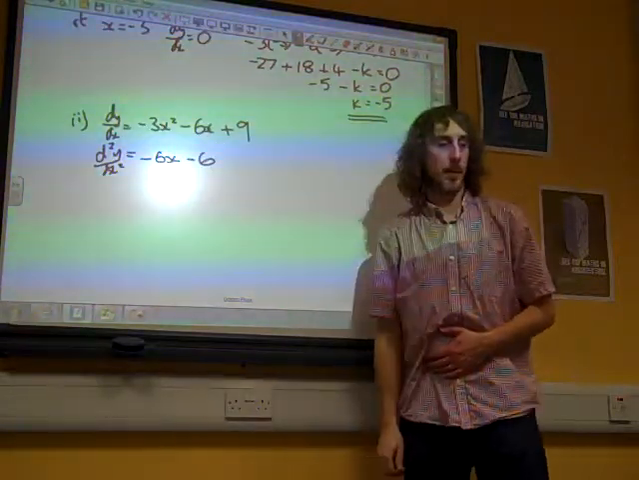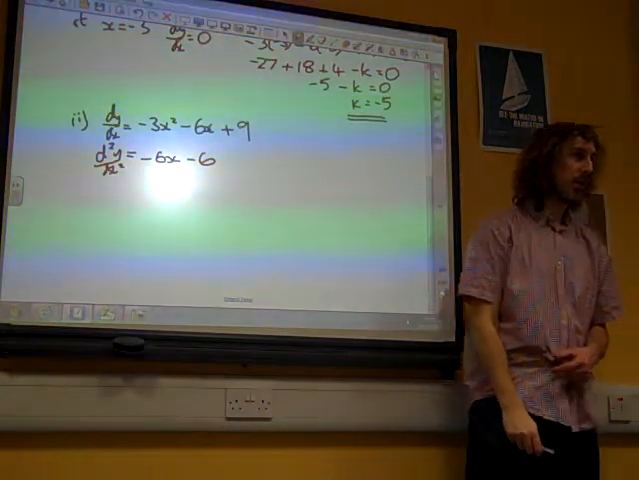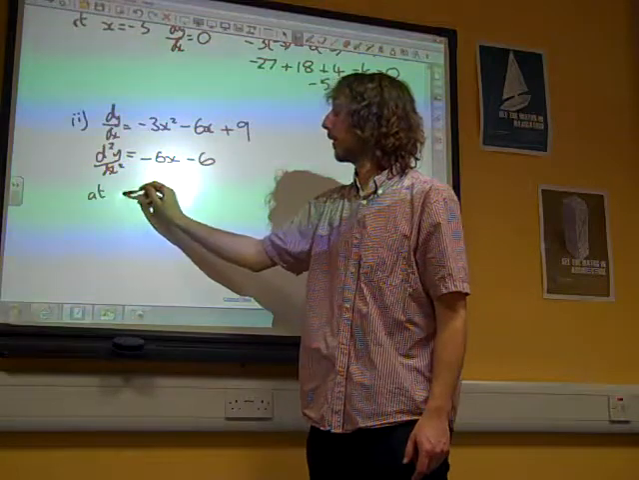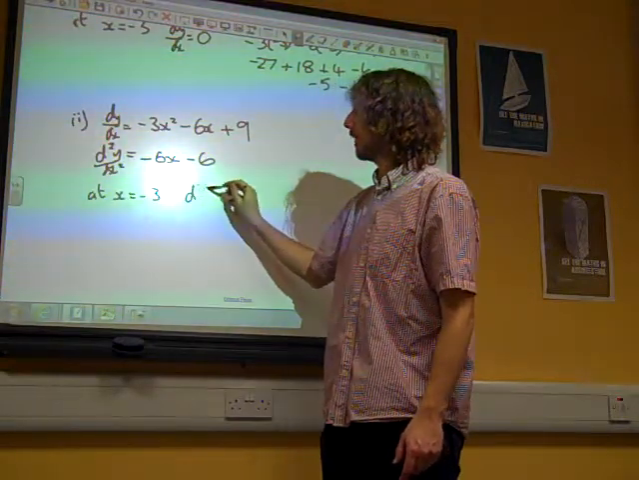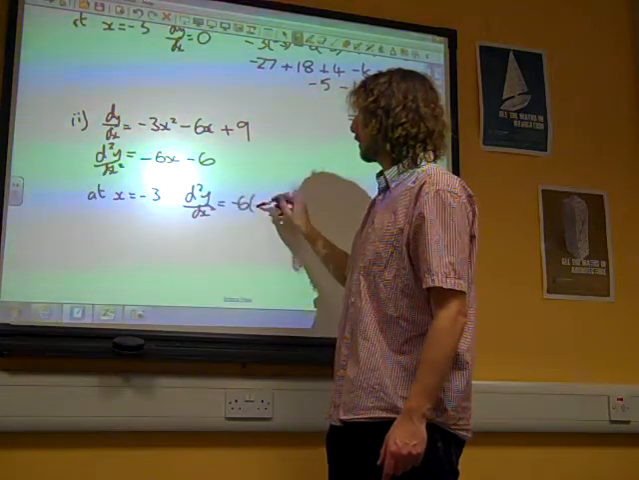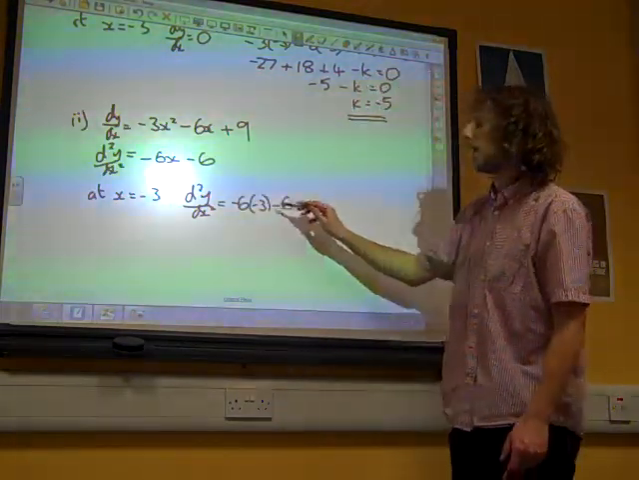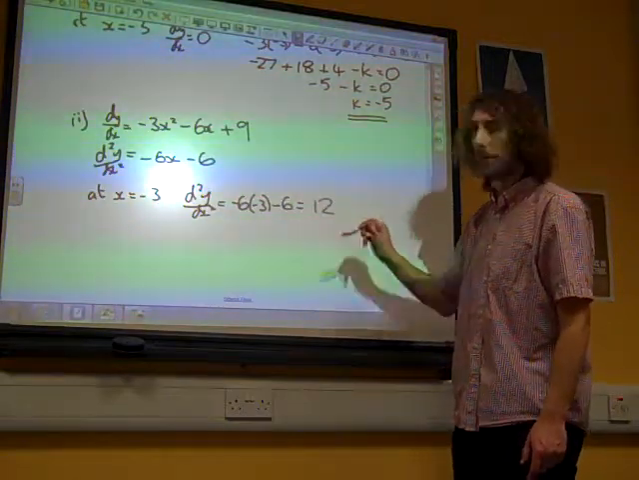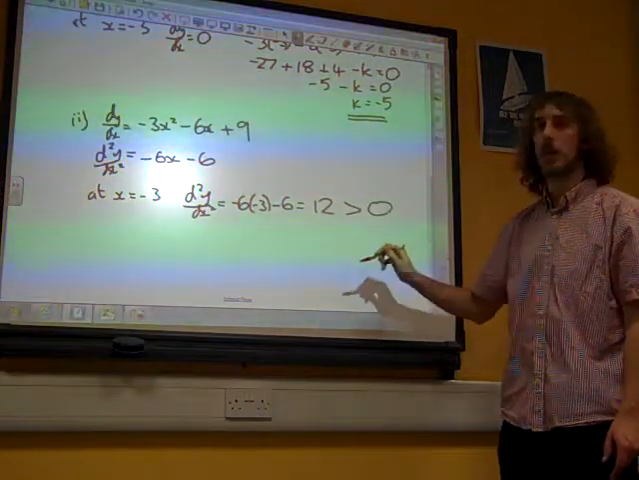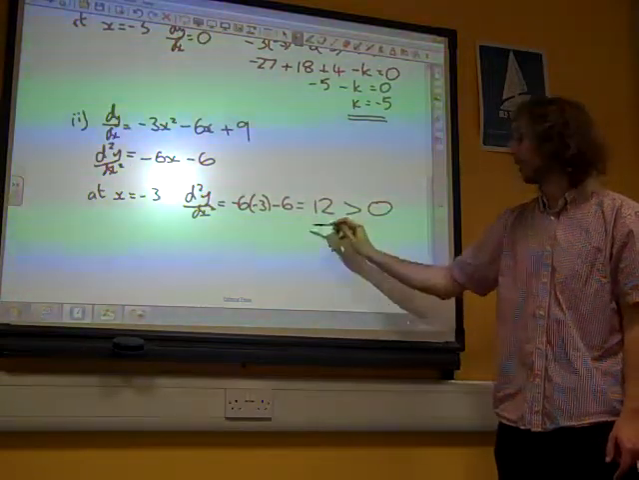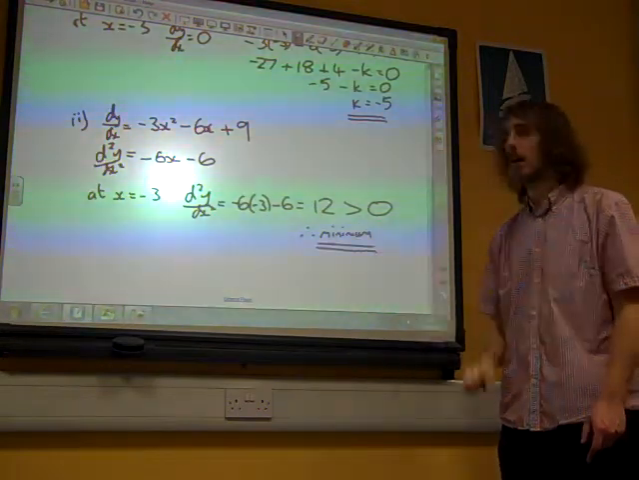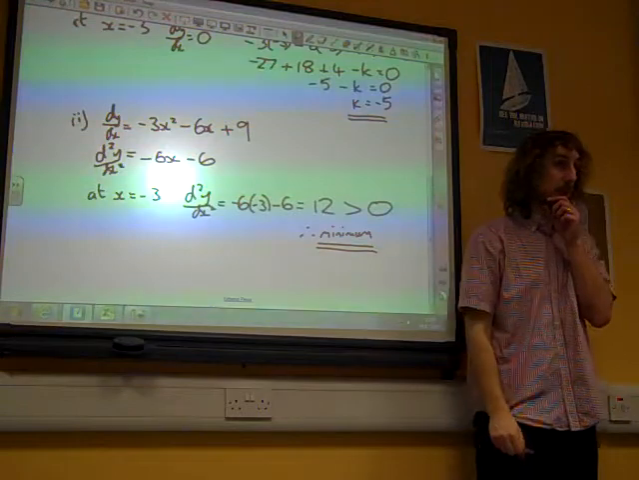That's minus 6x take away 6. We're interested in what happens at the stationary point, which was when x equals minus 3. This is equal to minus 6 times minus 3 minus 6, which is 18, take away 6, which is plus 12. And plus 12 being bigger than 0 would tell us that we've got a minimum. And there we go. So that was that.